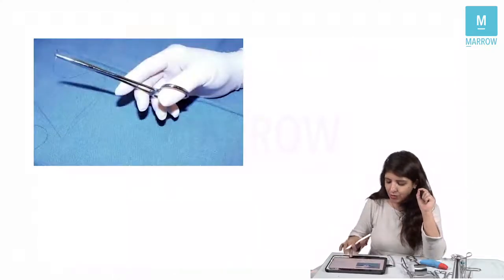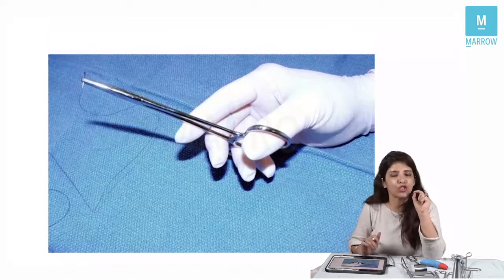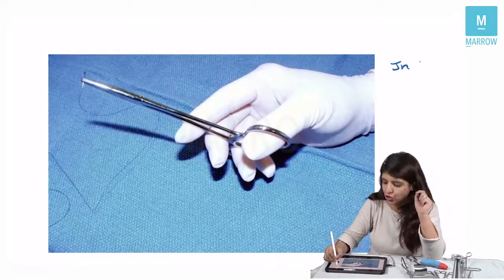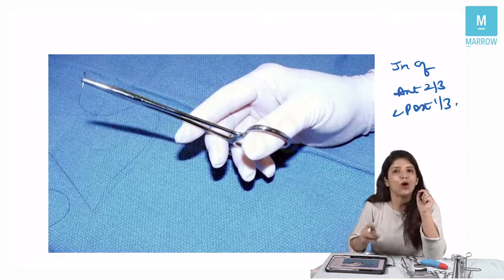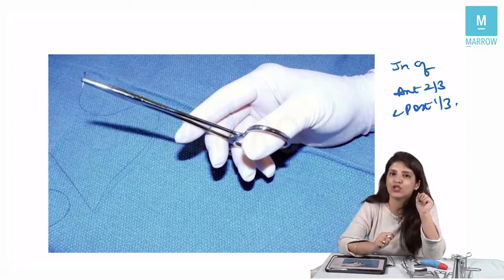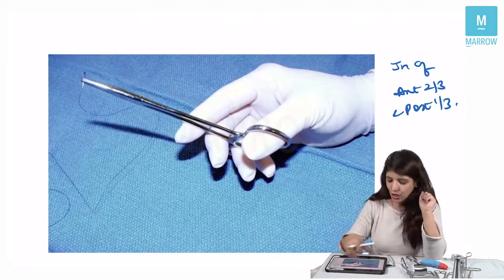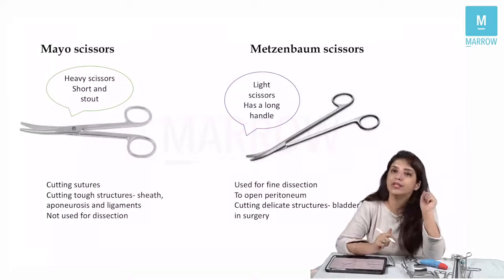So, in that case, remember, always you should hold the needle in such a manner that the needle holder should come at the junction of anterior 2/3 and posterior 1/3. So you have to place the needle holder at the junction of anterior 2/3 and posterior 1/3, right? So this is a needle holder. Now let's talk about scissors.